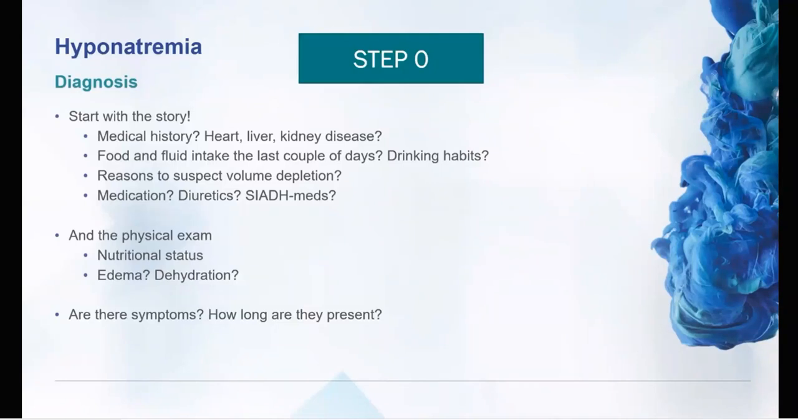So let's take a few steps here. The first step is the step before we are going to turn to the lab diagnostics. Start with your story, start with the medical history. Is there pathology that is typical for hyponatremia by having a need for an expanded extracellular volume, like heart failure, liver failure, and some kidney diseases? What was the fluid and food intake in the last couple of days? What are the drinking habits or the alcohol or beer drinking habits of this patient? Is there a reason to suspect volume depletion? Because in some patients with volume depletion, there is no hyper but hyponatremia.